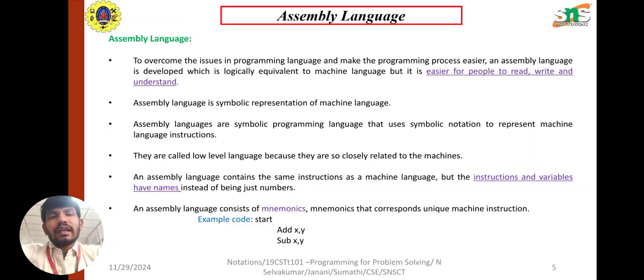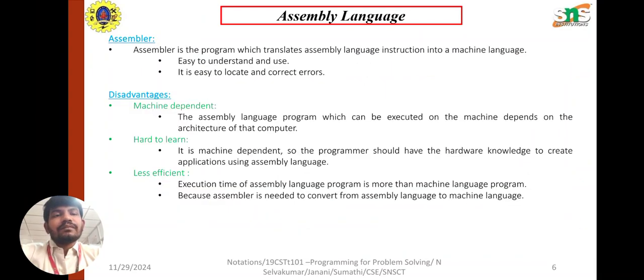An assembly language contains the same instructions as a machine language, but the instructions and variables have names instead of being just numbers. An assembly language consists of mnemonics that correspond to a unique machine instruction, for example ADD x, y and SUB x, y. An assembler is the program which translates assembly language instructions into machine language. It is easy to understand and use, and also easy to locate and correct errors. Disadvantages of assembly: it is machine dependent, hard to learn and less efficient.